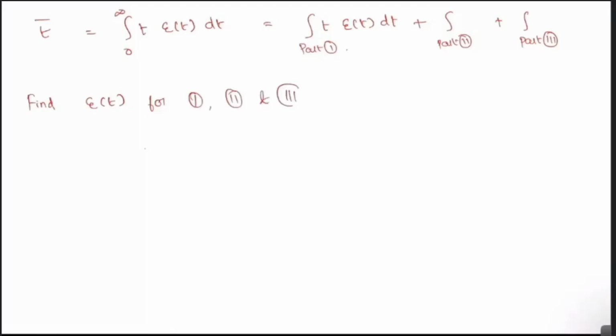Okay. So from the figure, for part 1, it is basically a straight line from 0 to 1 on the x-axis and 0 to 1 on the y-axis. We can represent this line in the form of y equal to mx. So here y is E of t and x is t. So E will be equal to m into t. Here the slope is basically 1.